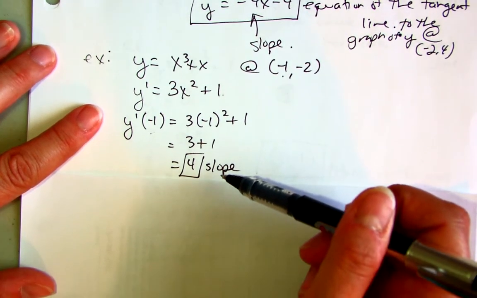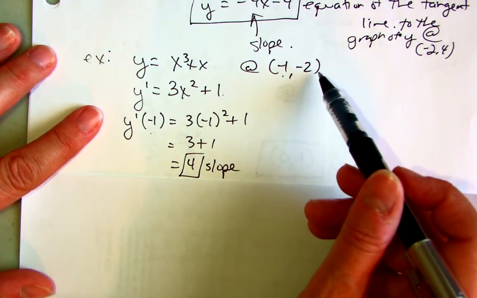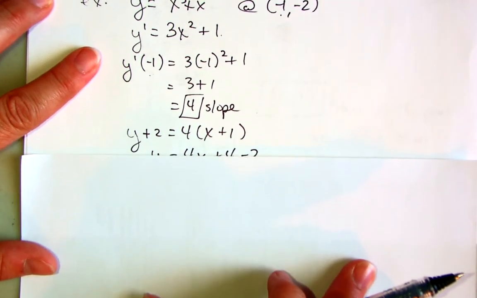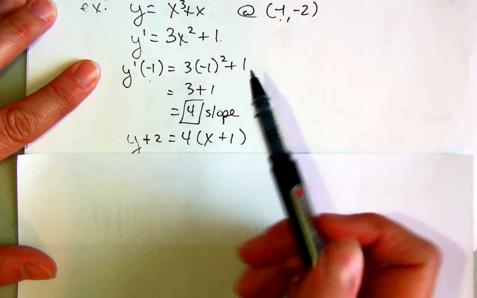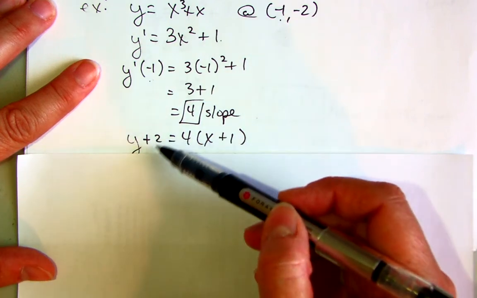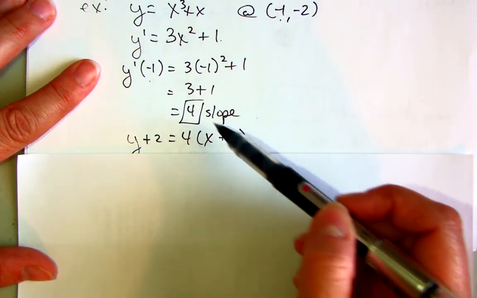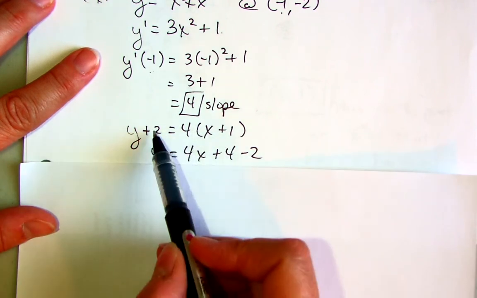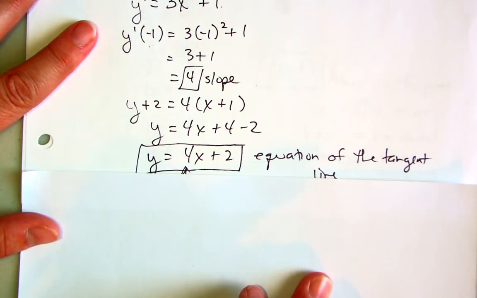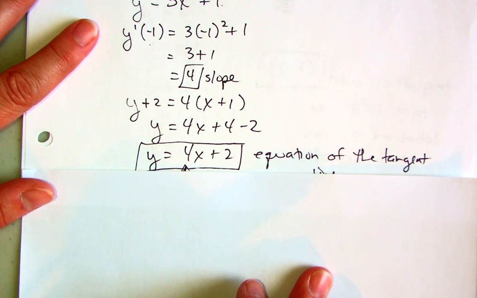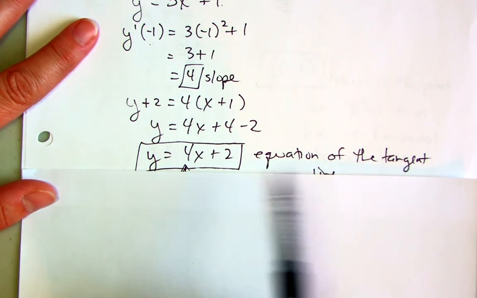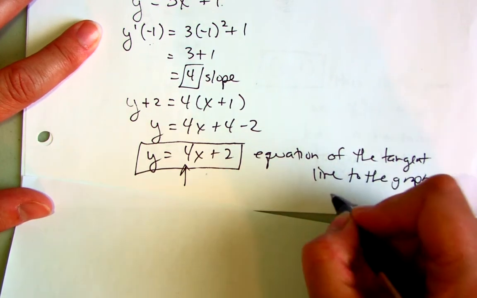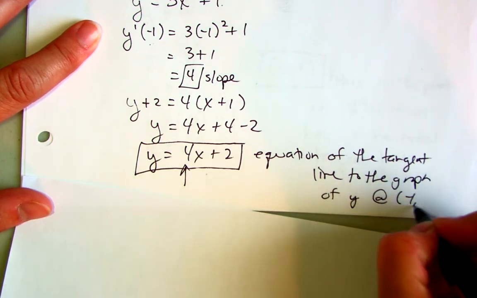So I also need a point. What point? This point. So I'll use point slope form to write this equation. So let's see, the negative 2 went in here, makes it positive. The negative 1 went in here, went positive. My slope is positive. So I'm going to distribute and then subtract 2. So it looks like it's in y equals mx plus b form. The equation of the tangent line to the graph of y at negative 1, negative 2.